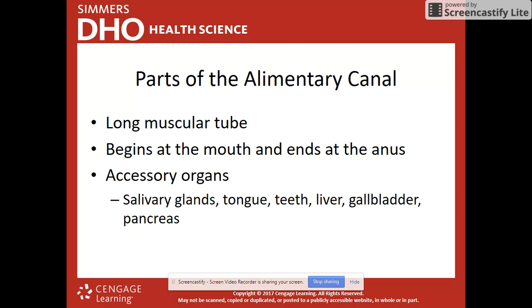Okay, so the alimentary canal is a long tube that runs from mouth to anus. And then the different accessory organs are the salivary glands, the tongue, the teeth, the liver, gallbladder, and pancreas. Kind of odd to think that an organ is a tongue or a tooth, but technically it is. Obviously, it does contribute to you breaking down food. So in that sense, it does make sense.